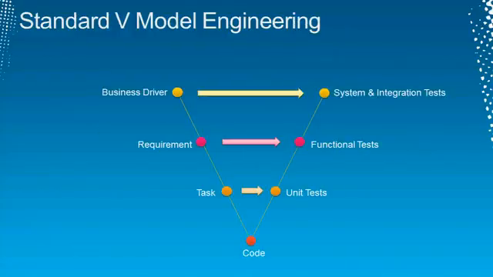So where does this problem come from? It comes from the standard V model of engineering. Most of you should probably be familiar with this. Down the left-hand side, we've got the business drivers and the requirements, the stuff that the customers give us. And going up the right-hand side, we've got the verification of those requirements.